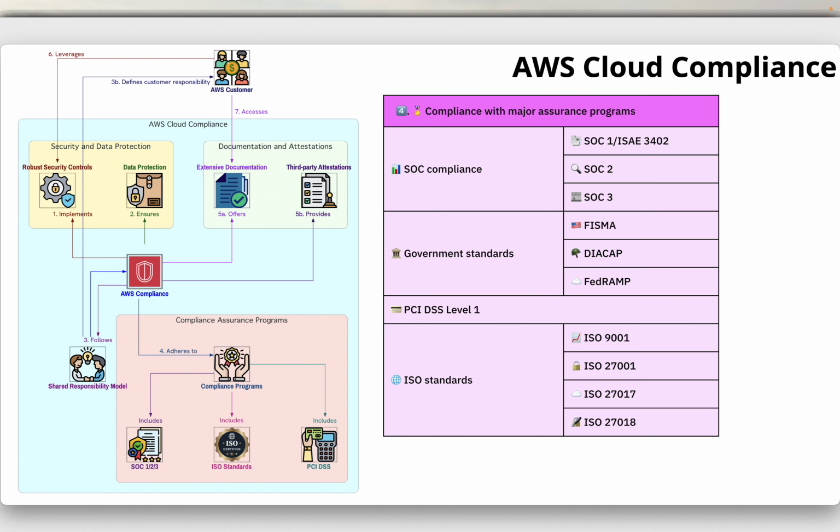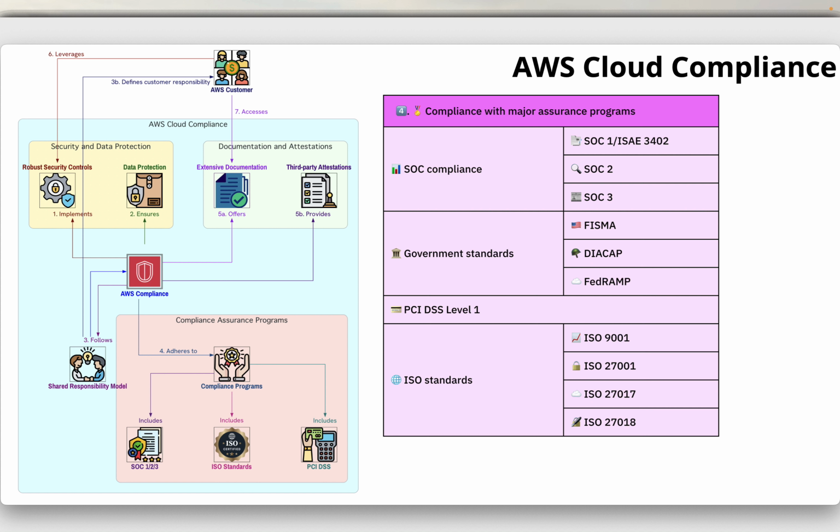Compliance with major assurance programs. AWS adheres to significant standards and programs like SOC, SOC 2, SOC 3, FISMA, DIACAP, FedRAMP, PCI DSS Level 1, ISO 9001, 27001, 27017 and 27018. SOC is Service Organization Control. FISMA is the Federal Information Security Management Act. DIACAP is the Department of Defense Information Assurance Certification and Accreditation Process.